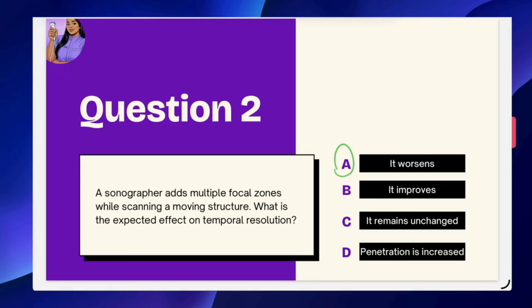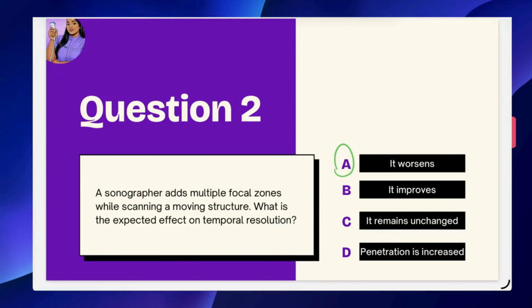That's correct. All right. So temporal resolution, remember, that's all about our motion accuracy, right? How well our system is able to display that motion. So if you look in the question, it is saying that we just added multiple focal zones while scanning a moving structure. The thing about adding those multiple focal zones is that it is going to slow the system down. Basically, it is putting more work onto the system, which causes our frame rate to decrease. Remember, when our frame rate gets lower, that's going to have an effect on our temporal resolution. That's going to make our temporal resolution worse.